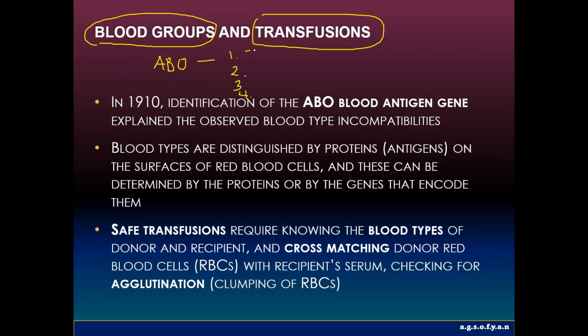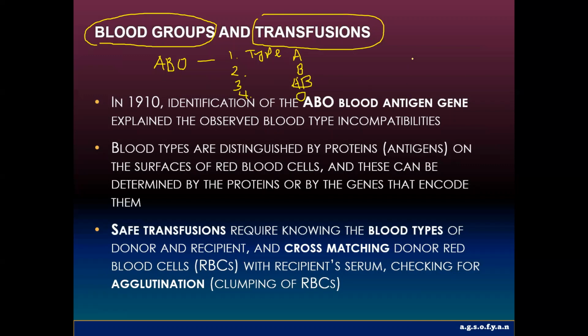The first one is type A, and then type B, type AB, and type O. So there are 4 types for ABO blood type.